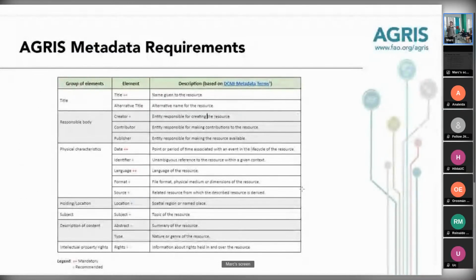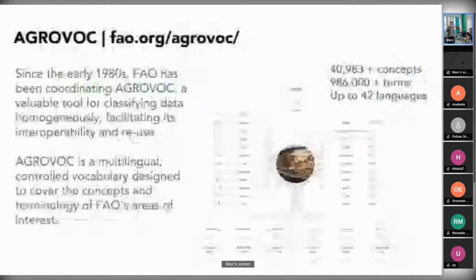There are specific metadata requirements. I mean, by you, I mean data providers have to submit a title, they have to submit a year, they have to submit a specific language, and this is mandatory. This table explains in quite a simple way what has to be submitted to AGRIS.